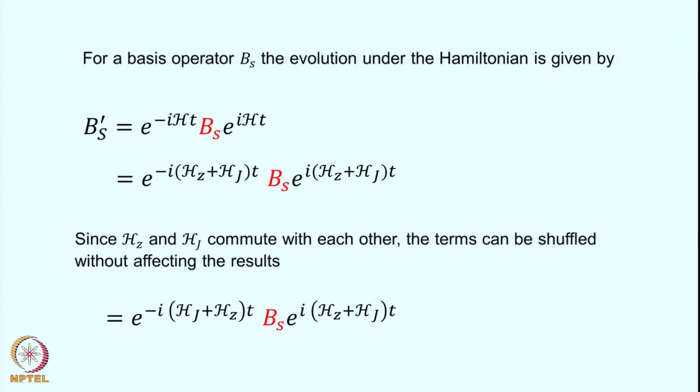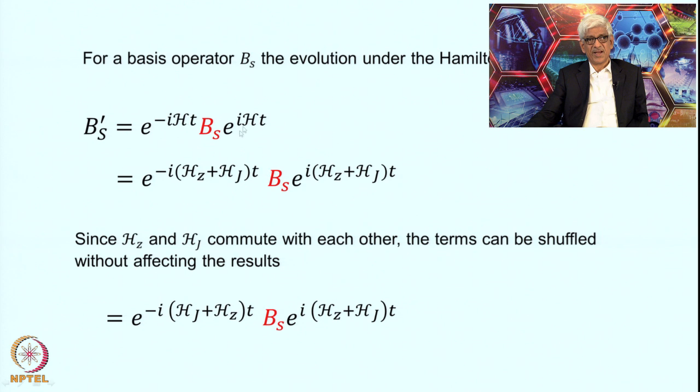For evolution of a basis operator Bs, we can write Bs prime, in place of rho prime, because we are now considering the particular operator Bs. So Bs prime is e to the minus i H t Bs e to the i H t, a very simple extension of the previous equation. For H, I now write explicitly e to the minus i (Hz plus HJ) t Bs e to the i (Hz plus HJ) t, so basically putting for H the sum of the Zeeman and the coupling terms.